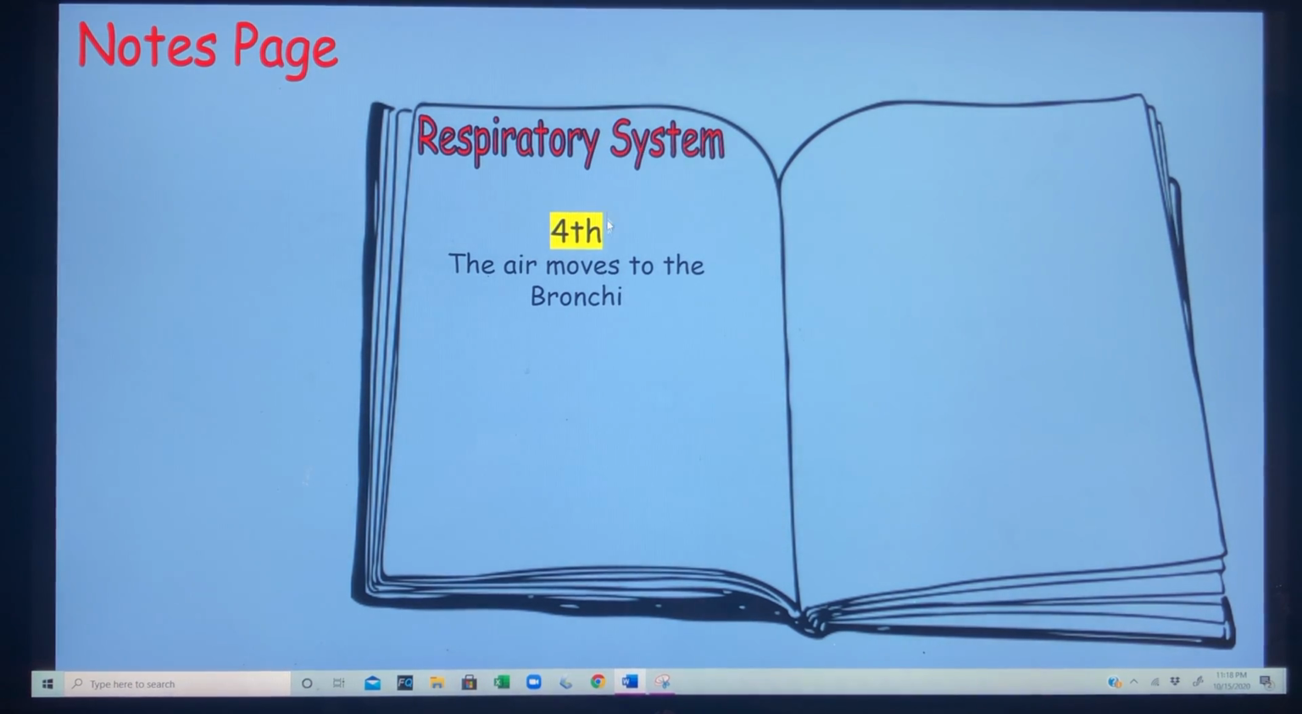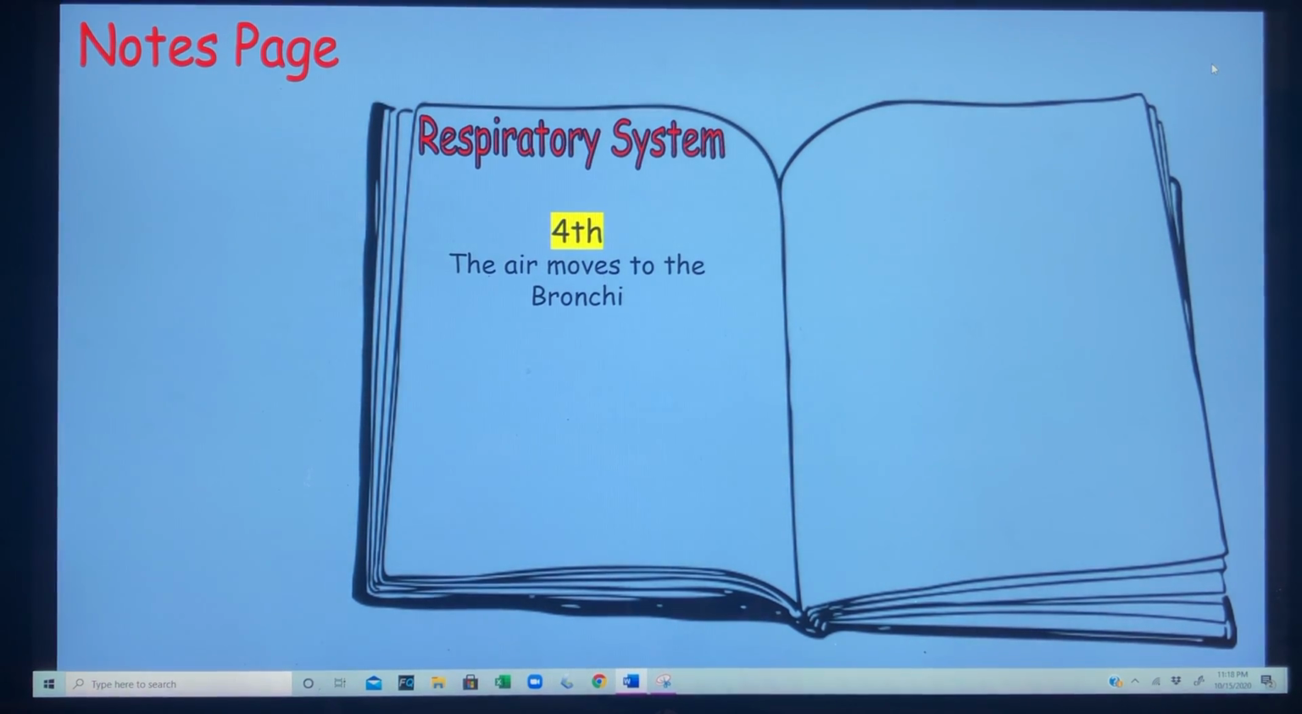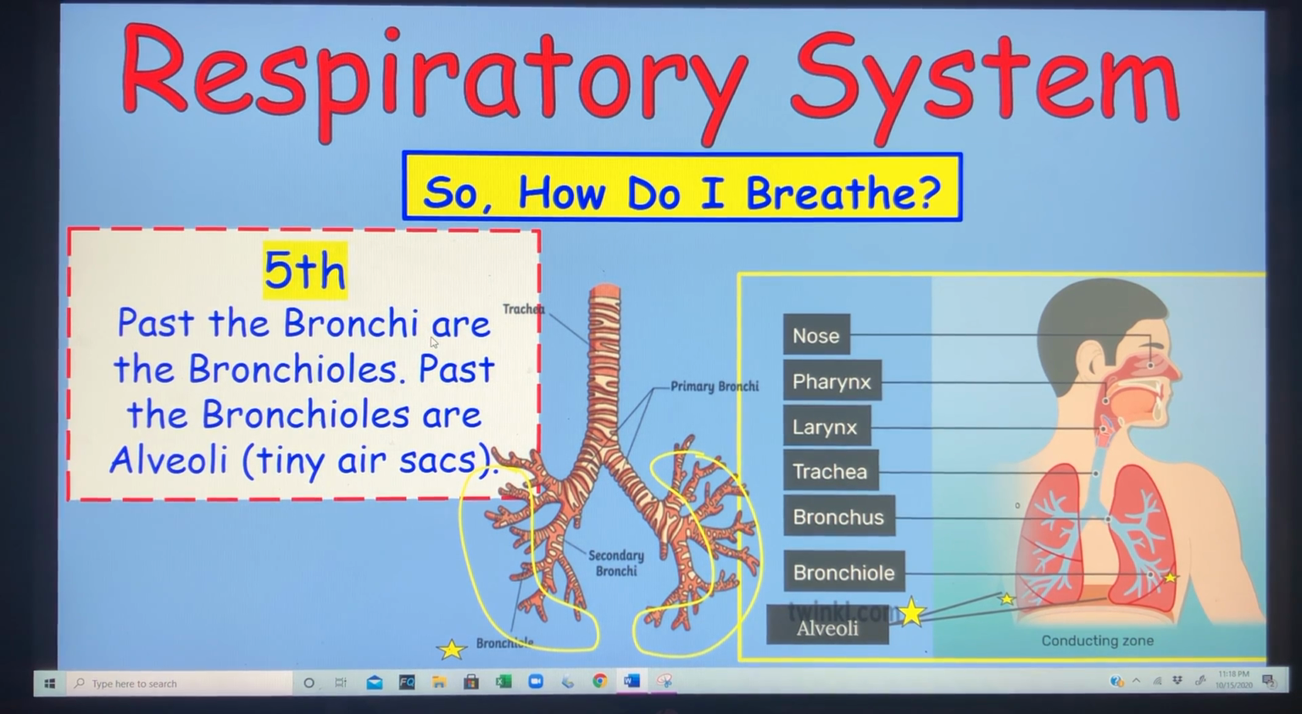You will make another entry. Fourth, the air moves to the bronchi. Past the bronchi are the bronchioles. That's our fifth step. Past the bronchioles are the alveoli.